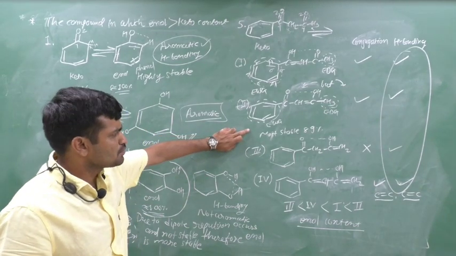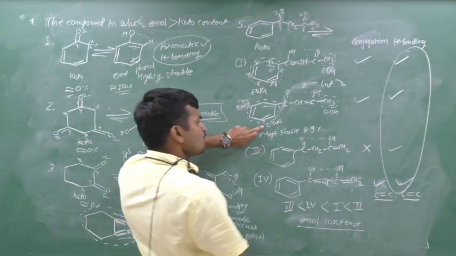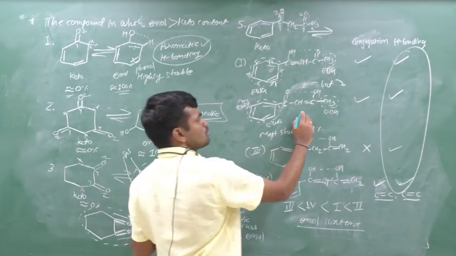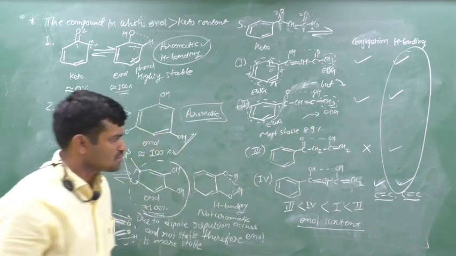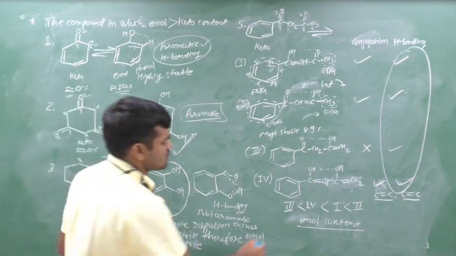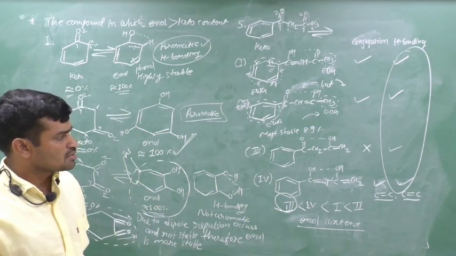In this compound, electron withdrawing group, electron donating group. Yes, here hydrogen is transferred to this side, therefore it favors the conjugation, and in this compound there is no conjugation, therefore it is the least stable.